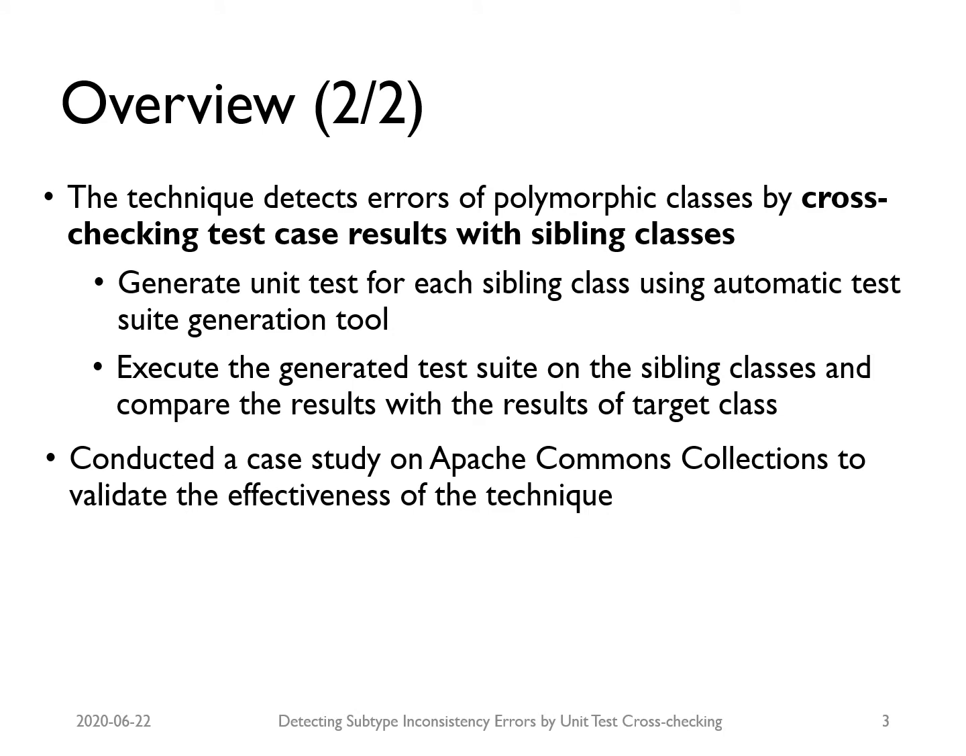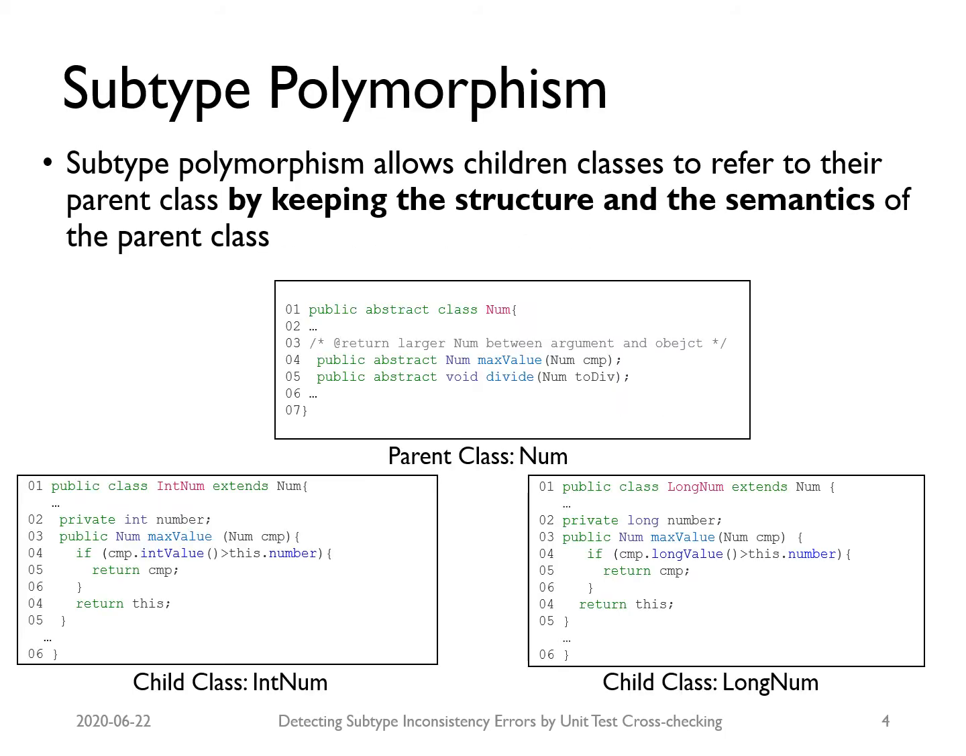Using the technique, a case study on Apache Commons Collections was conducted, and as a result, we found two types of inconsistency bugs. Before we begin talking about the technique, we first would like to define some key terms used in the talk. The first term is subtype polymorphism, which allows the children classes to maintain the structure and the semantics of the parent class when referring to the parent class.